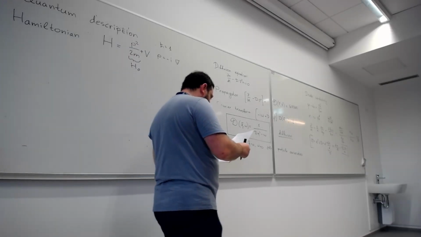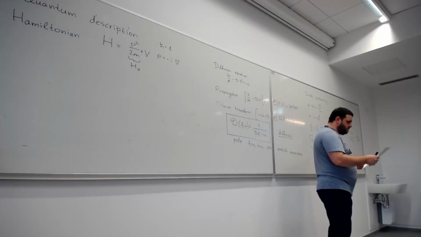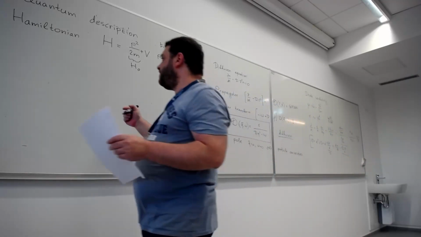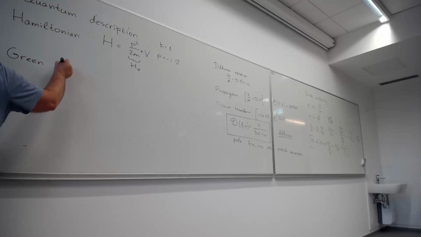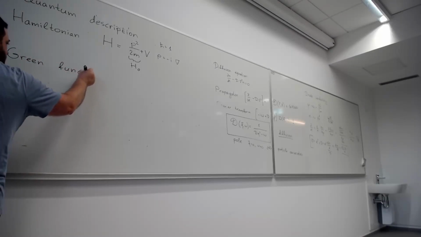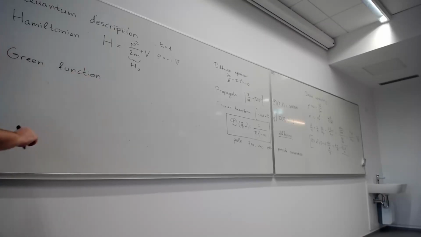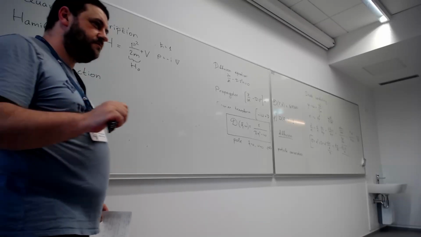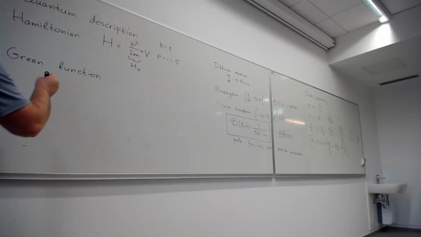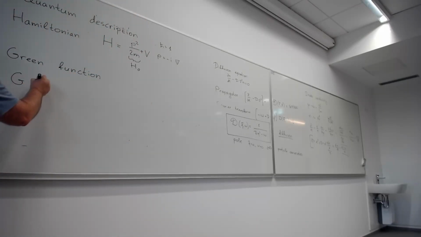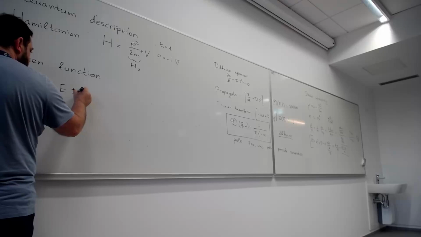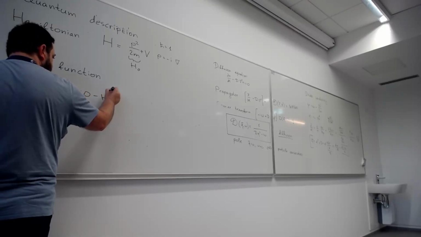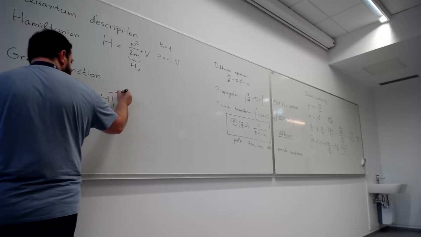So how should we describe the system? The very basic object that we will be studying is called the Green function. Green function, although it's called a function, actually is not a function. It's an operator. Green function is, by definition, the following operator.